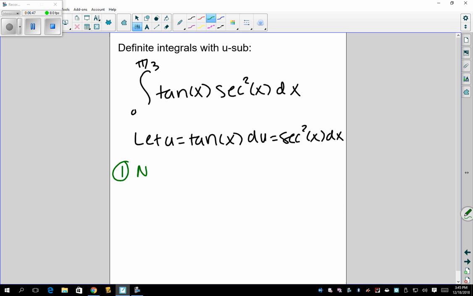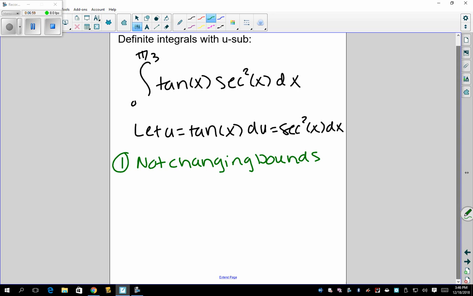This is not changing bounds, and this is kind of doing a little bit of illegal math. Not too much though, so it's okay. It's just like jaywalking. First of all, when I don't change my bounds, once I have my u and du, I'm just going to put the integral in terms of u and du, and solve it like a definite integral.